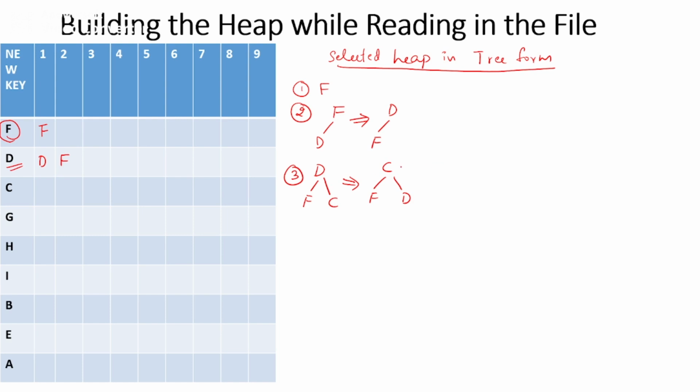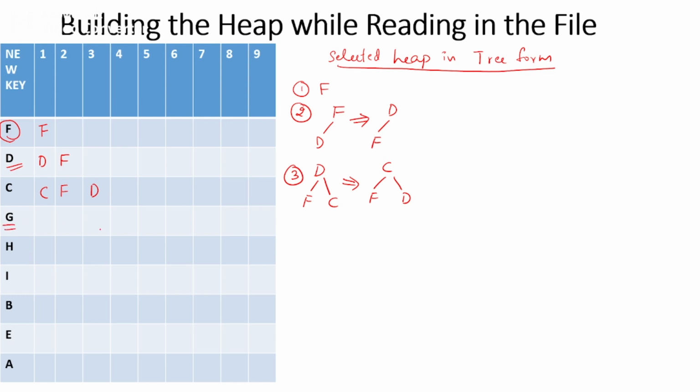So now I need to write it into the array. How can I read? C, F, D. So it will be read from root, left child and right child. Okay. So I need to write it as C, F and D.